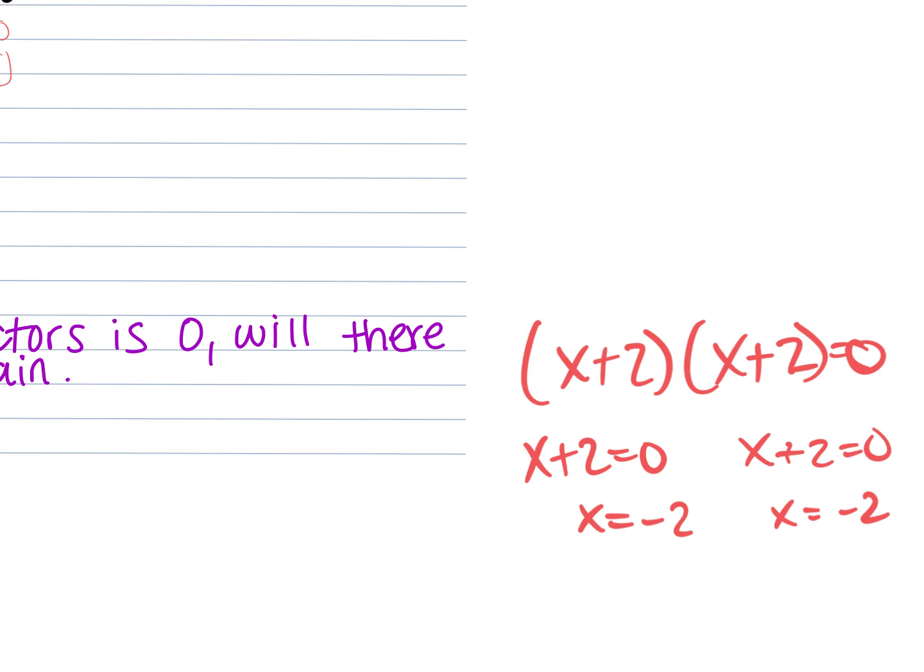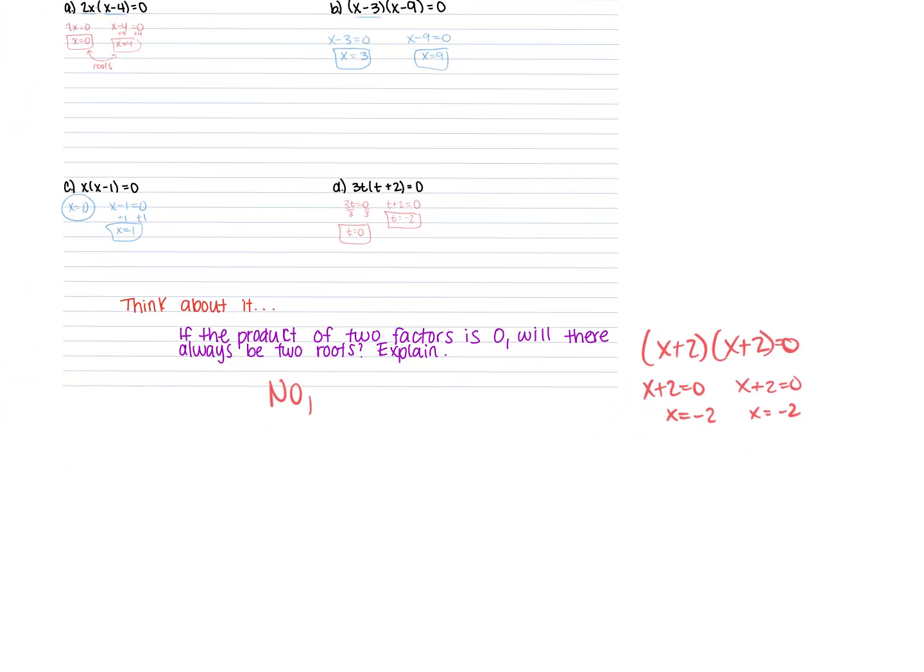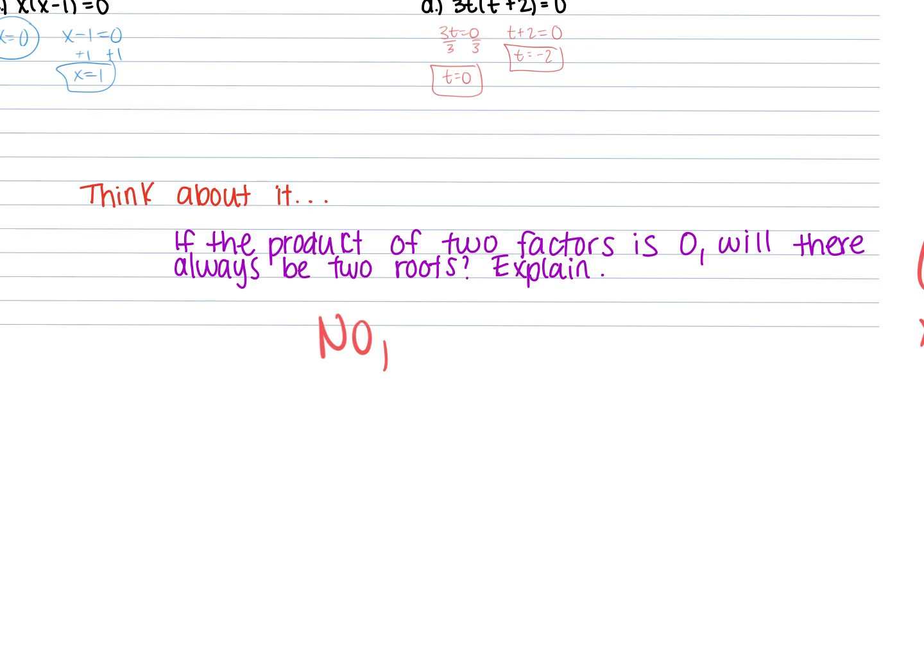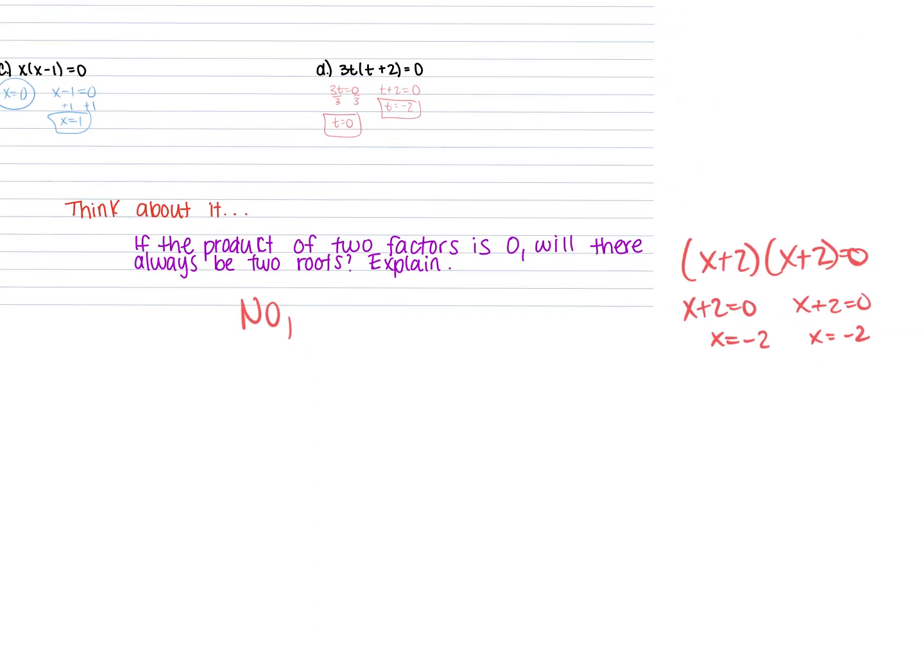So I only got one answer. Do you guys agree? But it happened twice. So I have one root, but I had two factors. This is something that's called a repeated root, and we'll talk about it a little bit later, okay? So I want you to put no, you can get the same root for both factors.